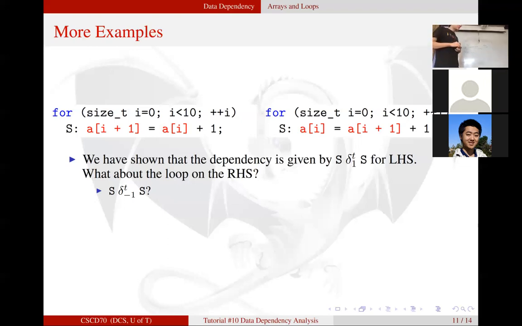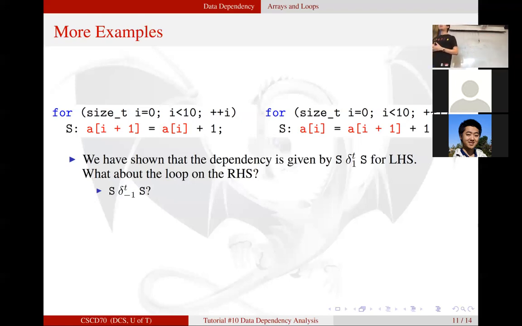Recall that what we keep mentioning is that for the data dependency, the source must go before the sink in program order, right? So assuming that we write the data dependency like this, which is S delta negative 1 t S, what we are basically stating is that the source goes after the sink in program order, right? Which is therefore incorrect.